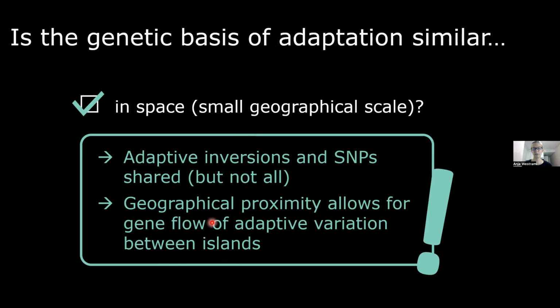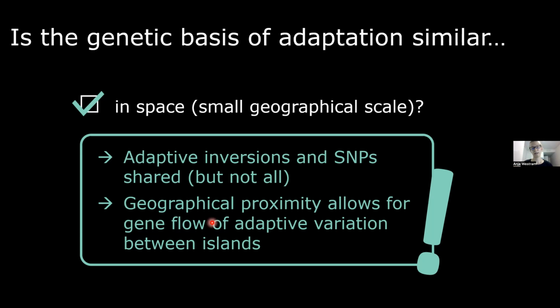And the reason we think there is so much sharing is, of course, that we are looking at very small scales here. So there is probably quite a lot of gene flow between these different islands. Any kind of locally adaptive allele that appears on one of the islands can be shared with other islands via gene flow between those islands.